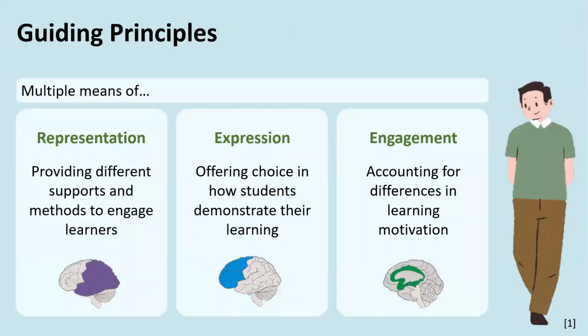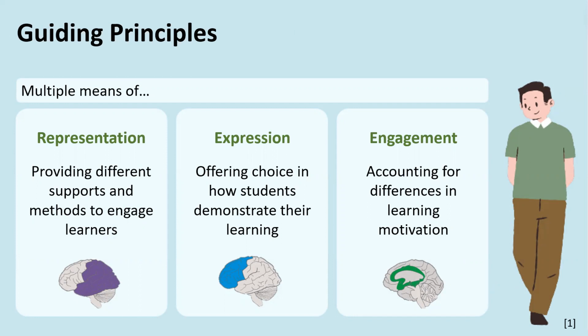The first principle is multiple means of representation. This means that we provide students with different supports and methods to engage in their learning, like offering visual aids as well as written text. The second principle is multiple means of expression. This gives students choice in how they demonstrate their learning. For example, allowing students to demonstrate their learning in a variety of ways, like oral presentations, written assignments, or drawings.